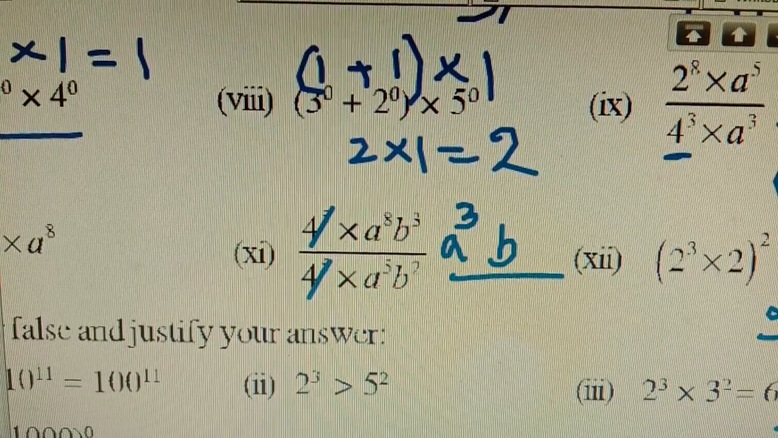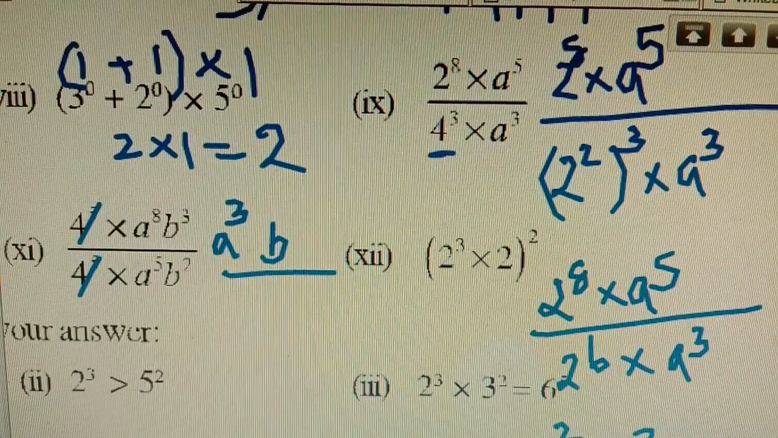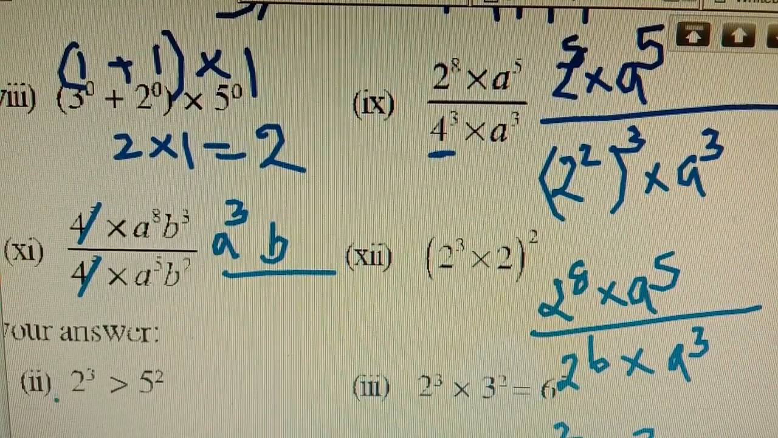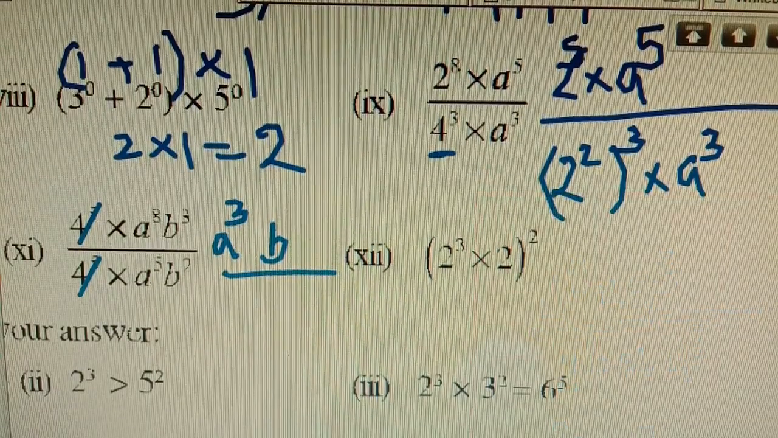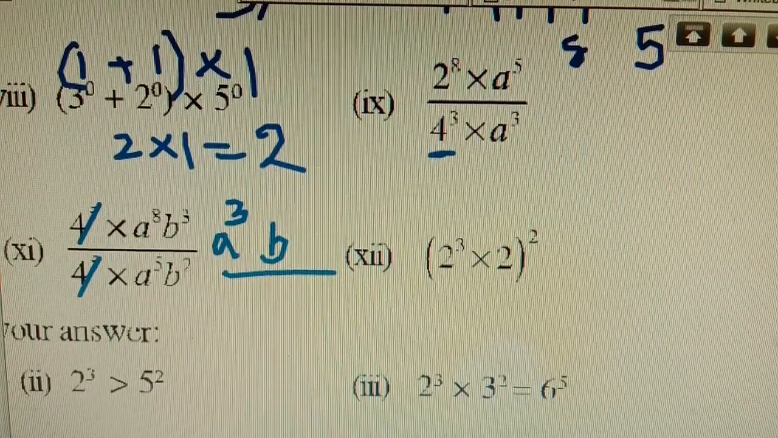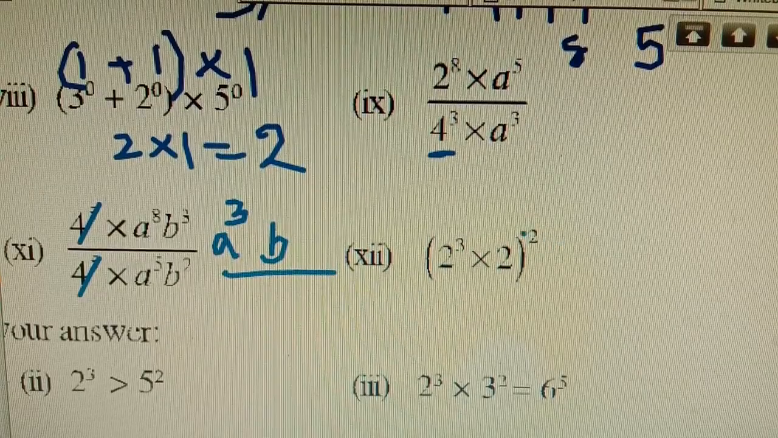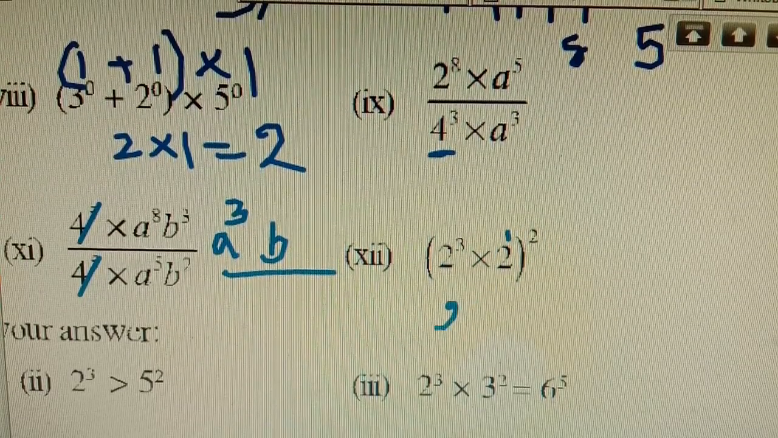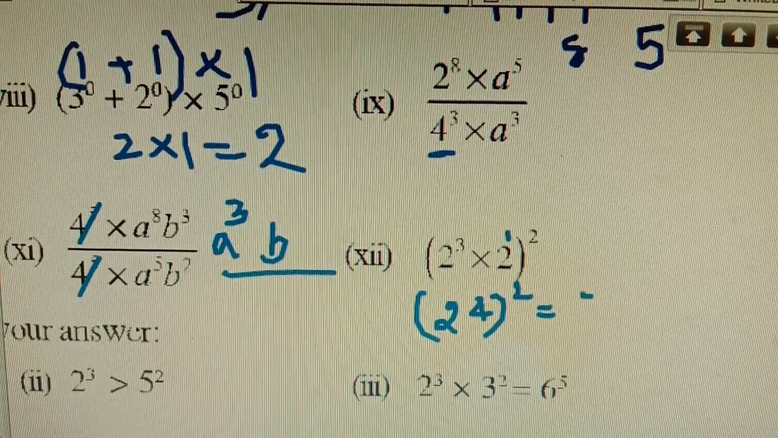Okay. Now next one, 2 to the power of 3 into 2, whole square. So first we can find the value in that bracket, that is 2 to the power of 3 into 2. 2 means 2 to the power of 1. So 2 to the power of 3 into 2 to the power of 1 is 2 to the power of 4. Then whole square. So the answer is 2 to the power of 8.